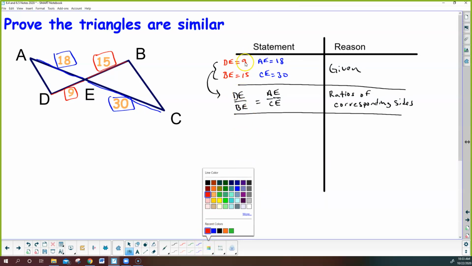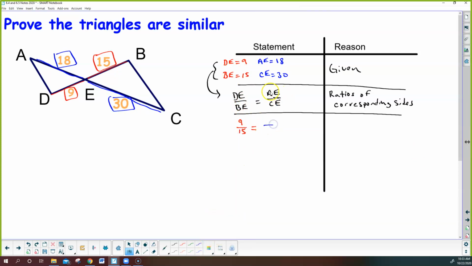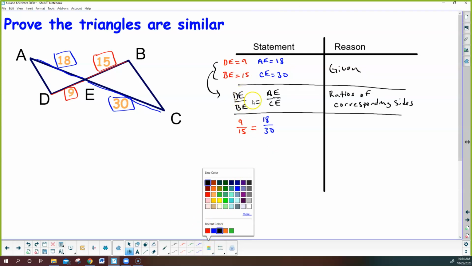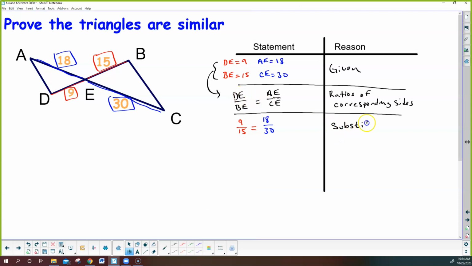Well, what is DE? DE is 9. What is BE? BE is 15. And that ratio has to be the same as AE, which is 18, over CE, which is 30. And what allowed me to just plug in DE equals 9? Substitution. Right? Just replace something of equal value.